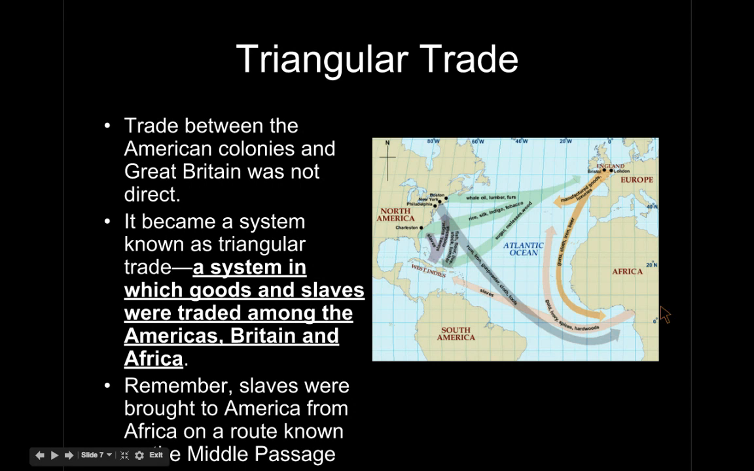And remember, when slaves were sent from Africa to North America, they were brought on a route known as the Middle Passage. And we learned that on Monday. So go ahead and make sure that you have this definition for triangular trade written in your notes page. And pause the video if you need to. So before we move on, we're going to go ahead and watch a little clip on triangular trade so we can get a better idea of it.